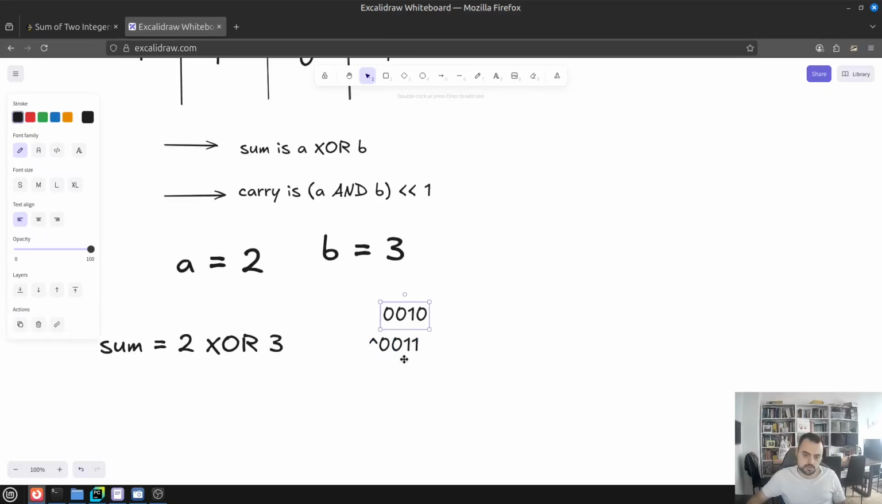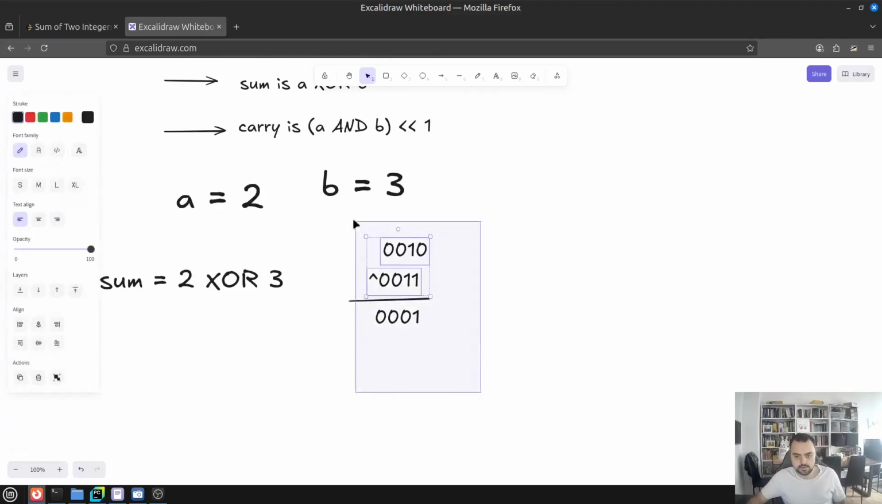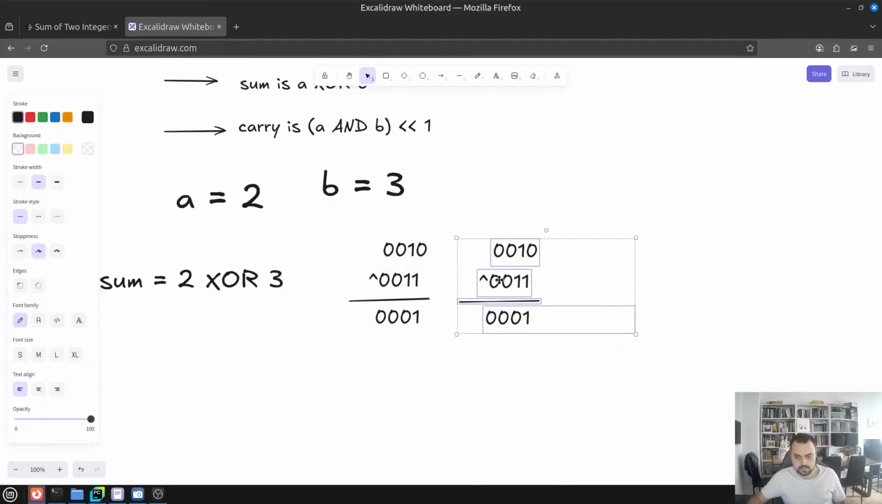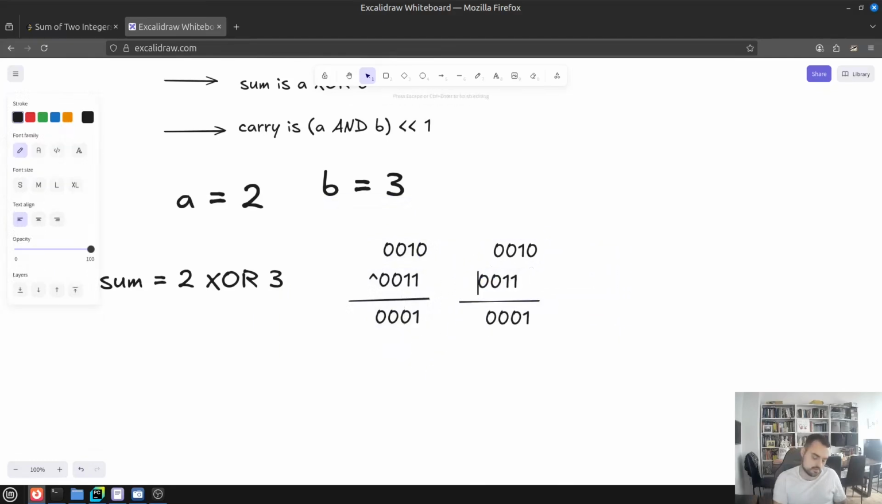Alright, so 2 XOR 3 is 1, if I see it correct. And let's copy this again. And 2 AND 3 is 1 here, here, and 0 here. So here is 1.